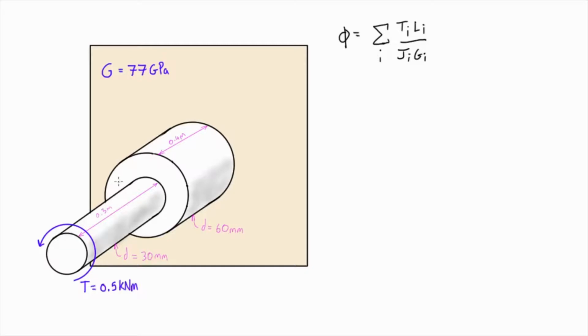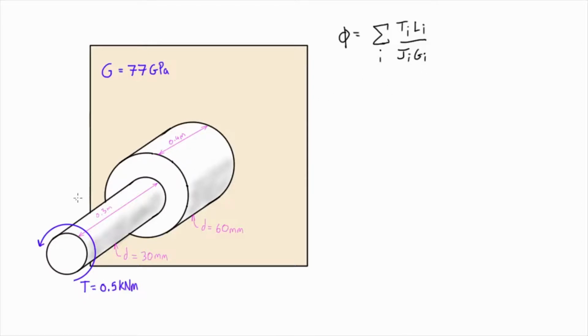So if we look at this, we're saying that this whole thing is going to be made out of steel, so it will have a modulus of rigidity of 77 gigapascals. So that is constant throughout. The internal torque is going to be constant throughout, and the thing that's changing here is J, which is each of the cross-sections' polar moments of inertia.